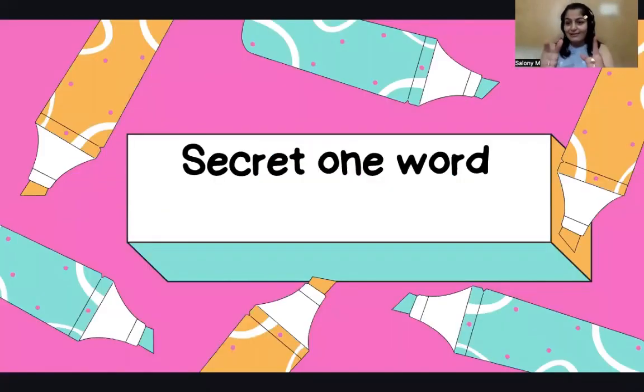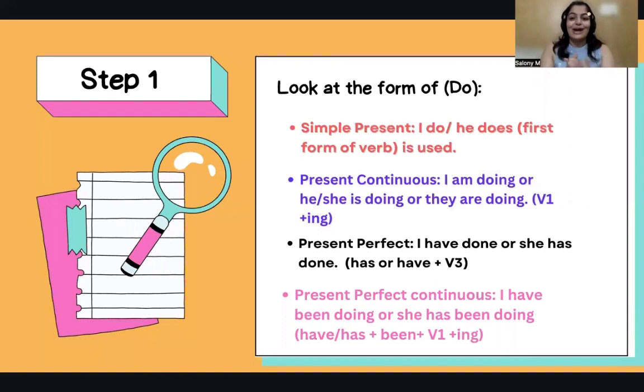Now I will be revealing the secret one word through which you can remember everything. It is very difficult, but through this trick, you will remember this for a lifetime. Yes, this is my guarantee. The secret word is "do". So you have to look at the form of "do" here.